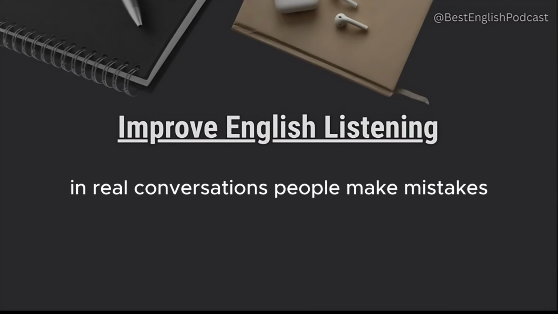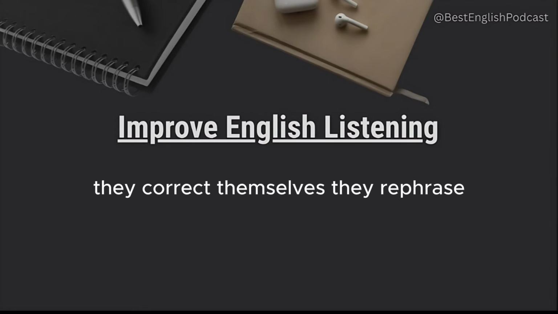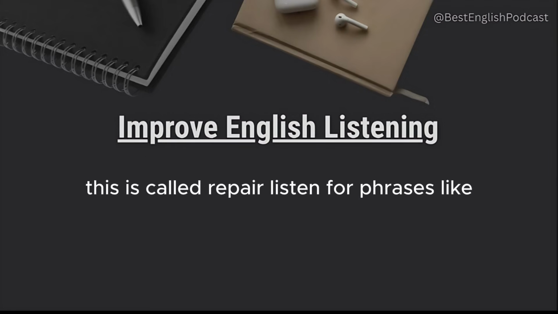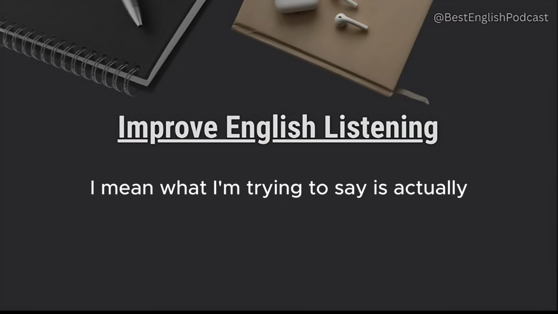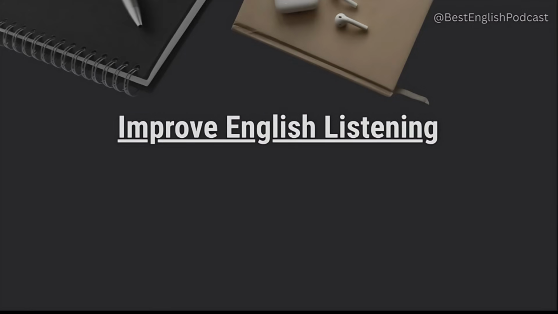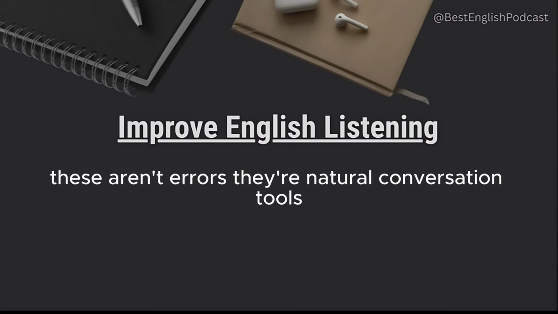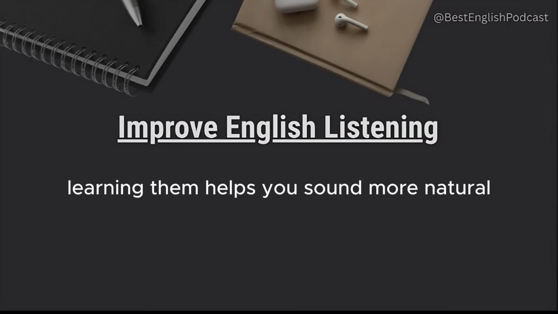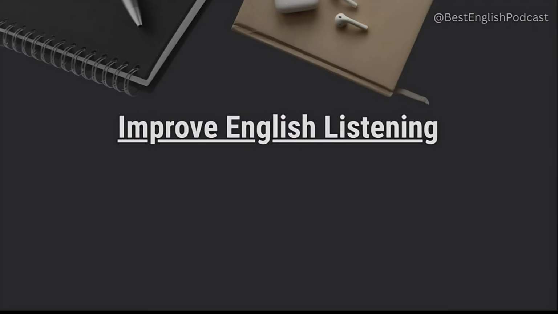In real conversations, people make mistakes. They correct themselves. They rephrase. This is called repair. Listen for phrases like "what I'm trying to say is," "actually, let me rephrase that," or "or rather." These aren't errors. They're natural conversation tools. Learning them helps you sound more natural when you need to correct yourself.